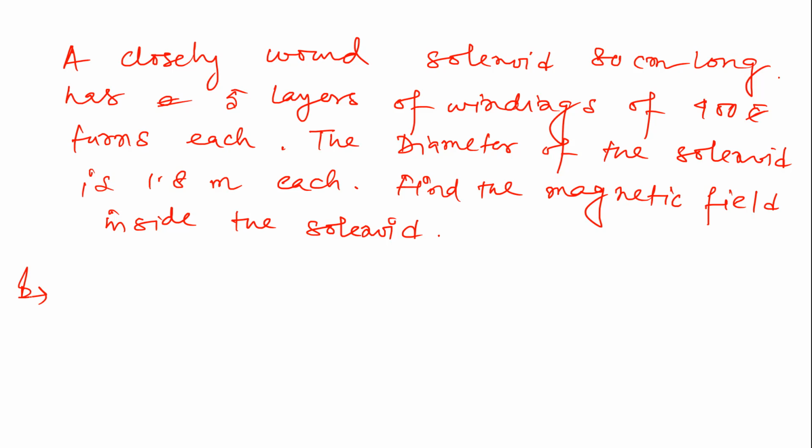A closely wound solenoid 80 centimeter long has 5 layers of windings of 400 turns each. The diameter of the solenoid is 1.8 meter. Find the magnetic field inside the solenoid.